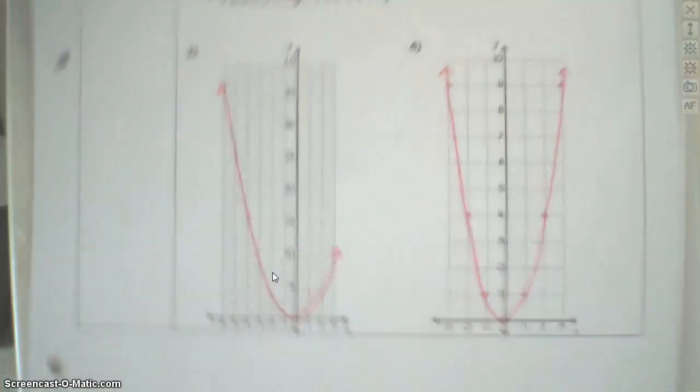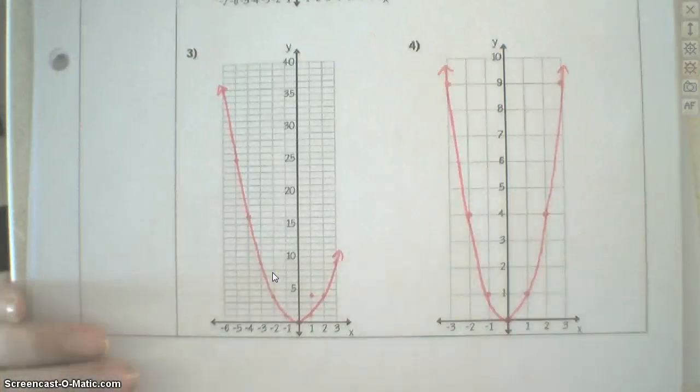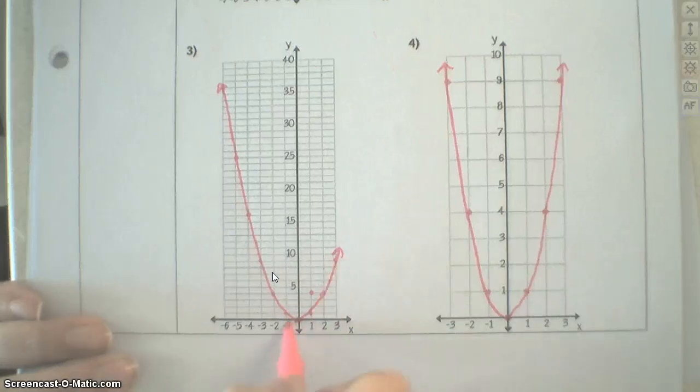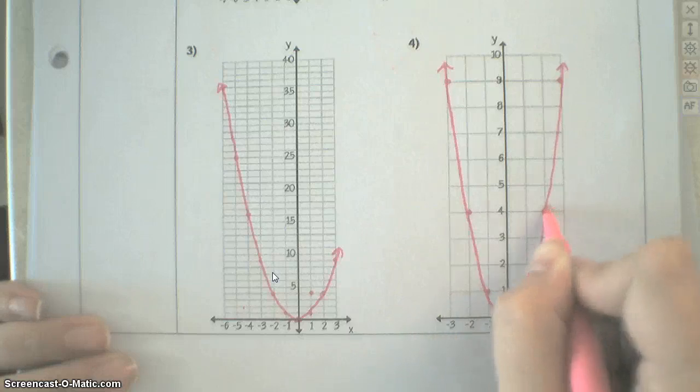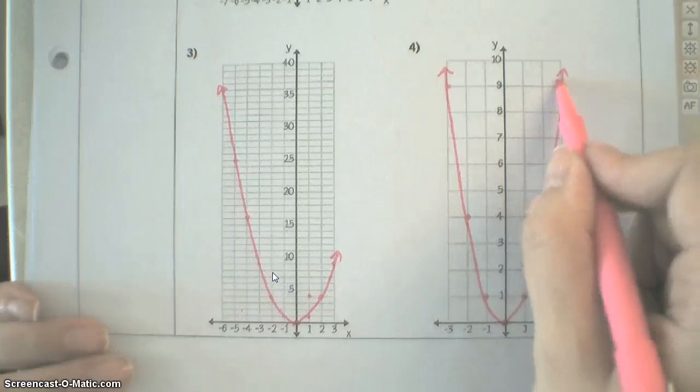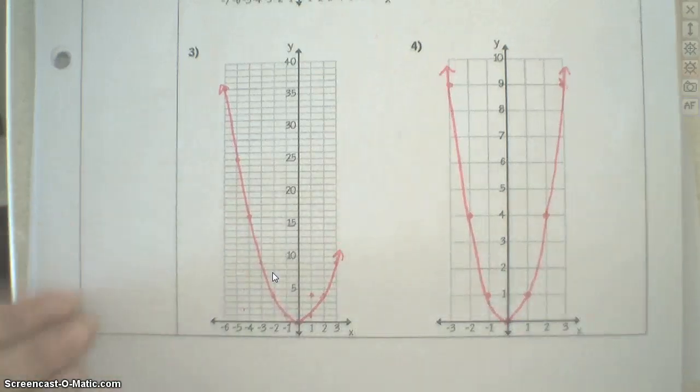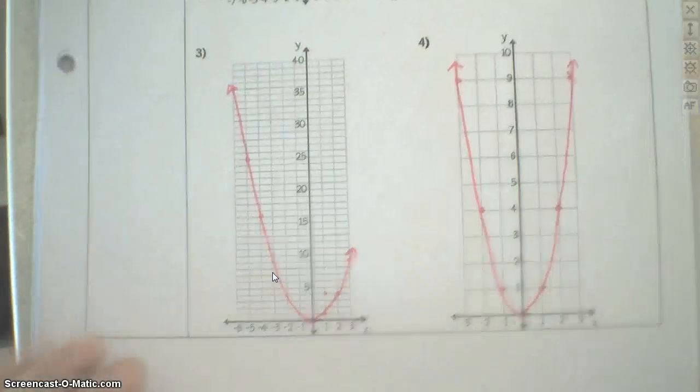All right, let's check. So 0, 0 is where you should have started. Ignore this little point there. 0, 0, 1, 1, 2, 4, 3, 9, and then the other side, negative 1, 1, negative 2, 4, negative 4, 16, negative 5, 25. So those squared. And then the next one, 0, 0, 1, 1, 2, 4, 3, 9, and then mirror on the other side. So definitely want to practice those because that will help you tremendously.